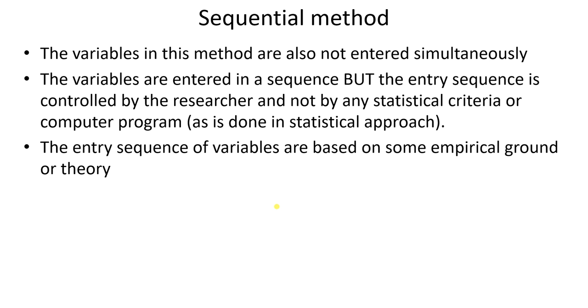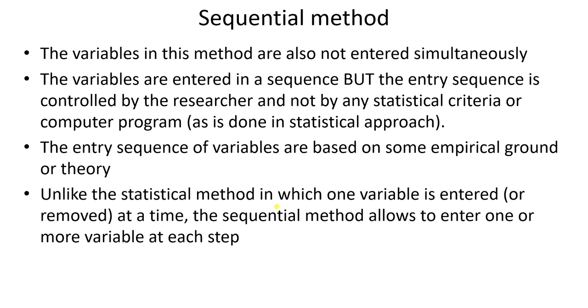How are sequential and statistical similar? In both, all variables are not entered together. One variable is entered at a time in statistical, and in sequential, either we can enter one variable at a time or more than one variable at a time. And another difference is that in sequential, the entry sequence is decided not by some statistical program, computer or software, but by the researcher based on empirical ground and theory.